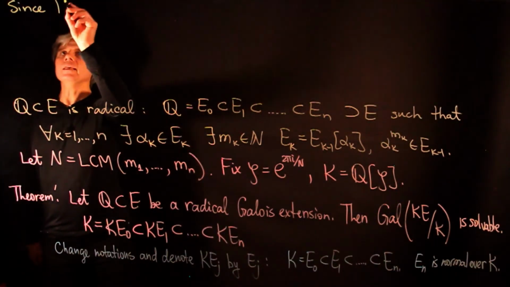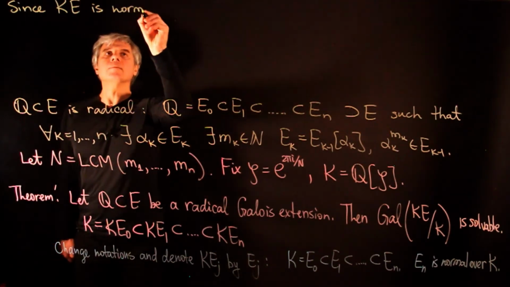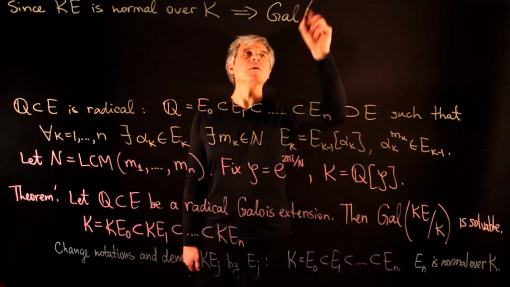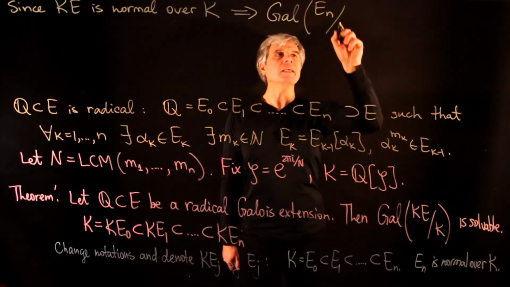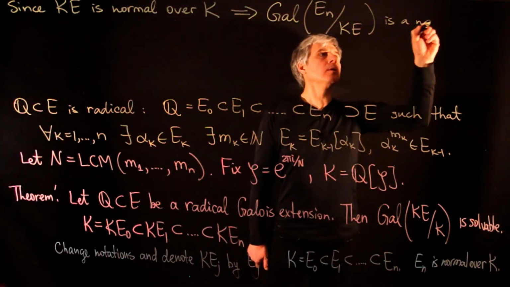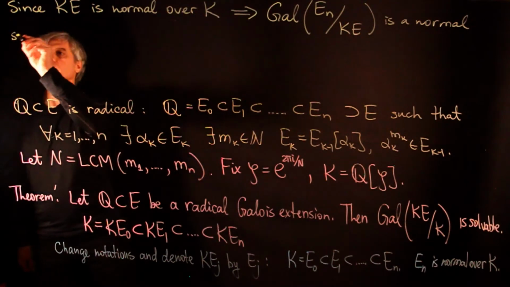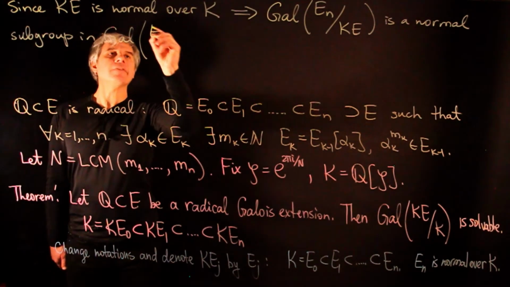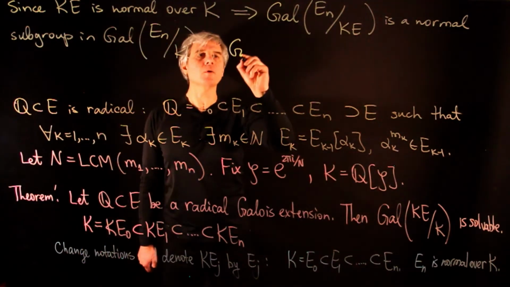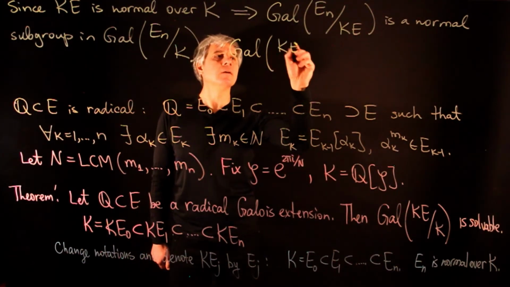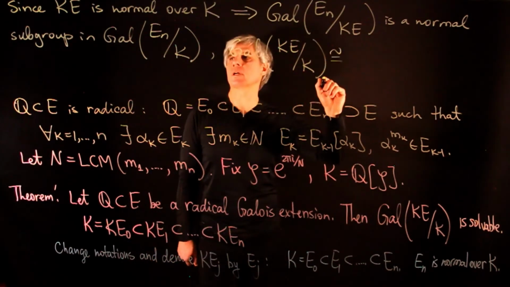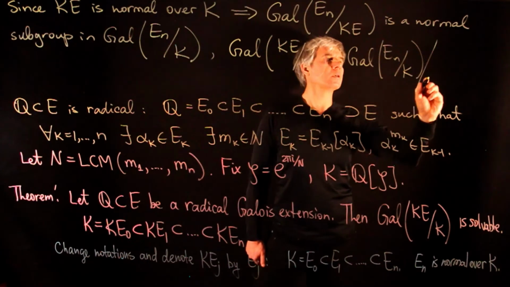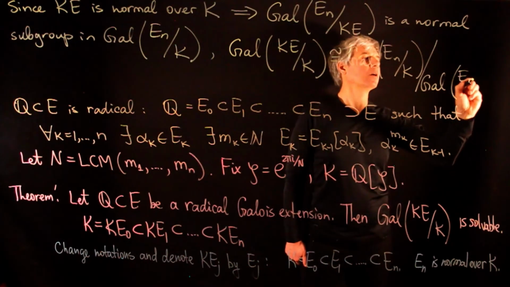Since Ke is normal over K, this tells us that the Galois group of En over Ke is a normal subgroup in the Galois group of En over K. And the Galois group of Ke over K is isomorphic to the Galois group of En over K, quotient by the Galois group of En over Ke.